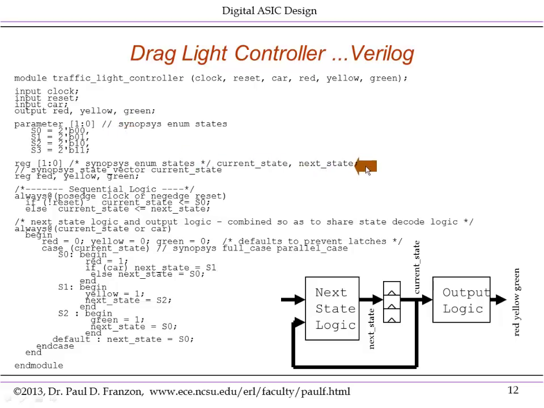Of course, current state and next state are also both 2 bits wide. And red, yellow and green are 1 bit wide. And of course both of these are type reg because they're assigned in procedural blocks. The other thing you might notice here are these synopsys comments in some of the comments. Whenever you see synopsys in a comment, what you're doing is specifying a synopsys directive.